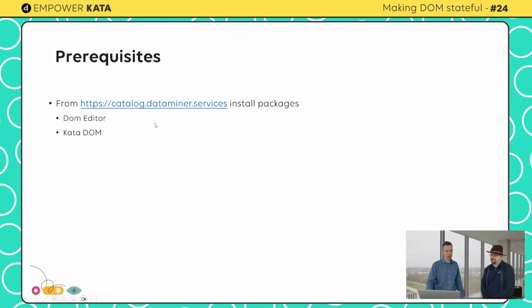So this is the prerequisites that I was talking about. The install package you need. Two of them. You go to the catalog and you download and deploy the DOM editor and the Kata DOM. Cool. Good.